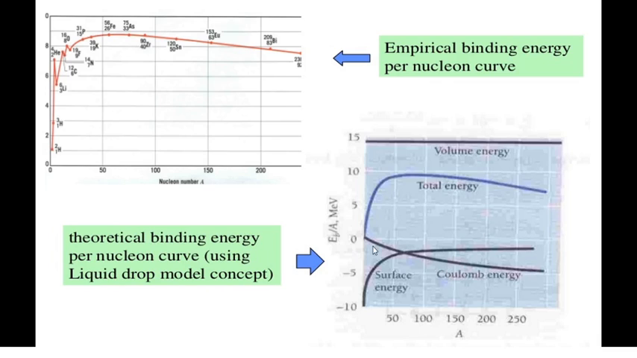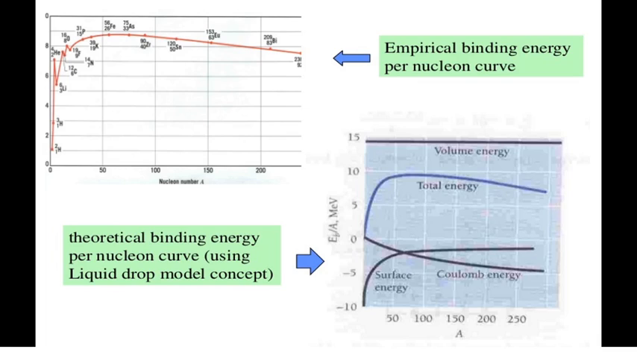On totaling these graphs, you will get a curve like this, which is known as the total binding energy per nucleon, plotting mass number along the x-axis and binding energy per nucleon along the y-axis. See, this graph is similar to the earlier graph, isn't it? So how we got this graph is explained with the help of the liquid drop model by deriving the semi-empirical mass formula.